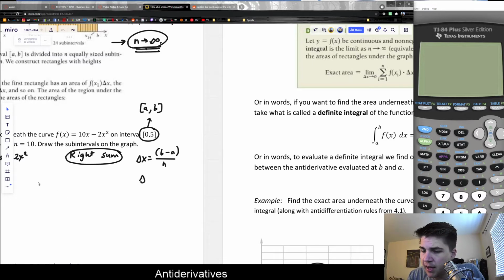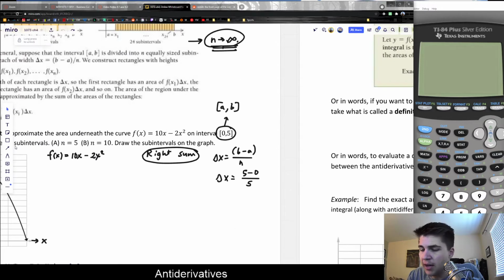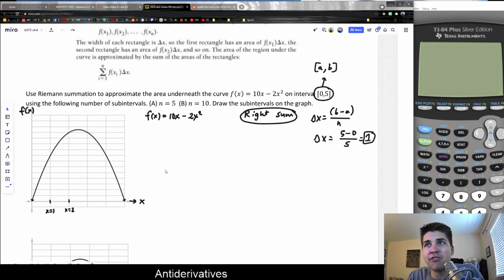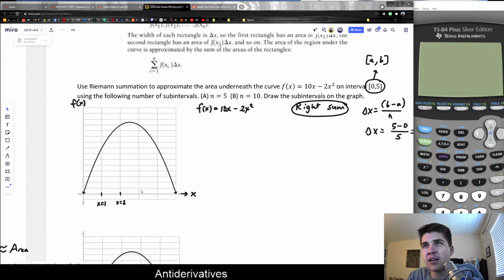But here, the width of our interval is 5 minus 0, and we're trying to separate it into 5 subintervals, so n is equal to 5. Our delta x is going to be 1 here. I tried to make it very obvious and easy, because if I'm breaking this graph into 5 subintervals, I go from 0 to 1, 1 to 2, 2 to 3, and so on. Essentially I'm going to break it down like this, and this, and this. Those are going to be my columns.